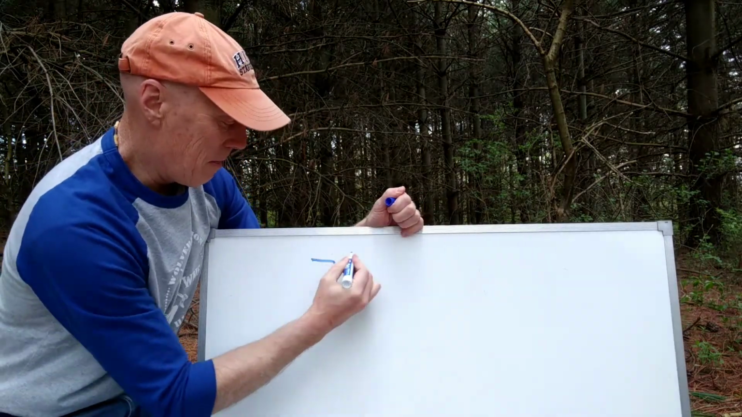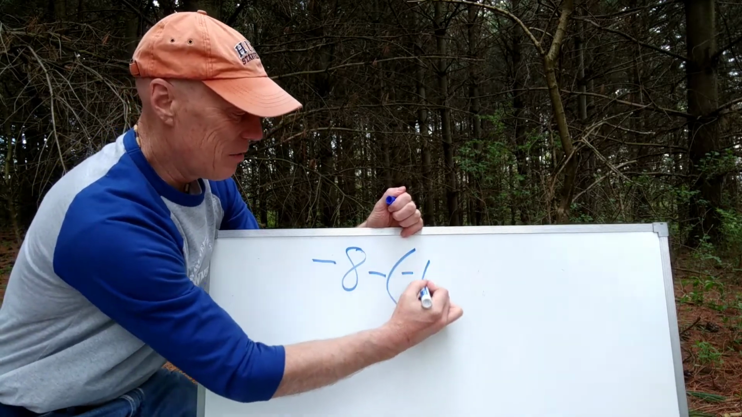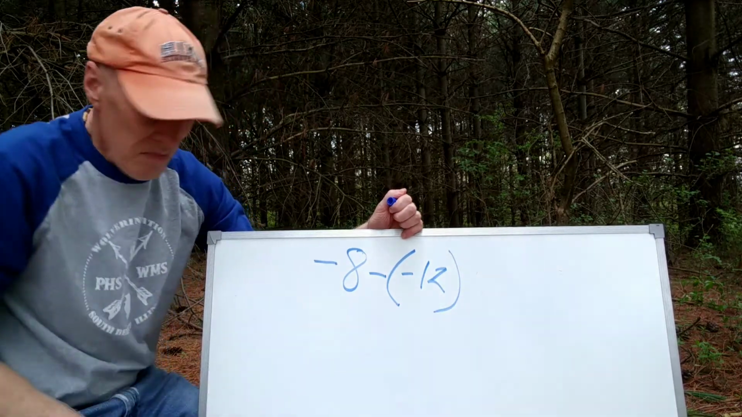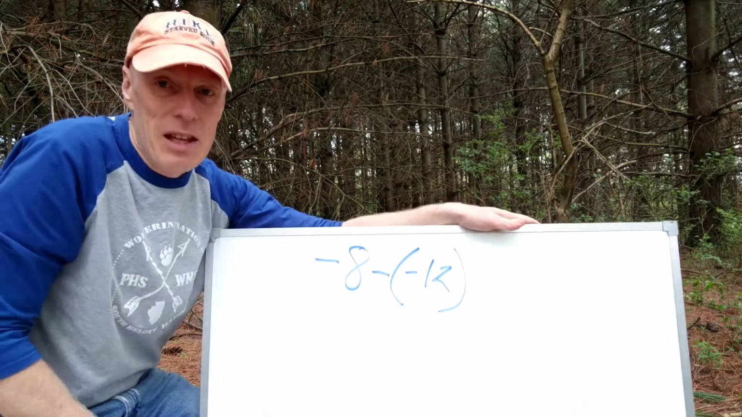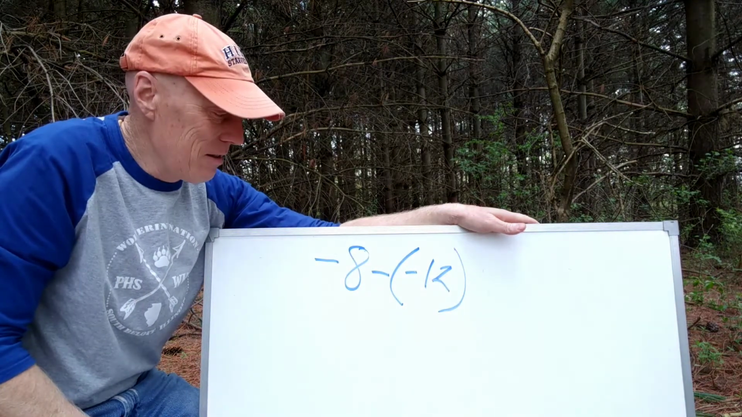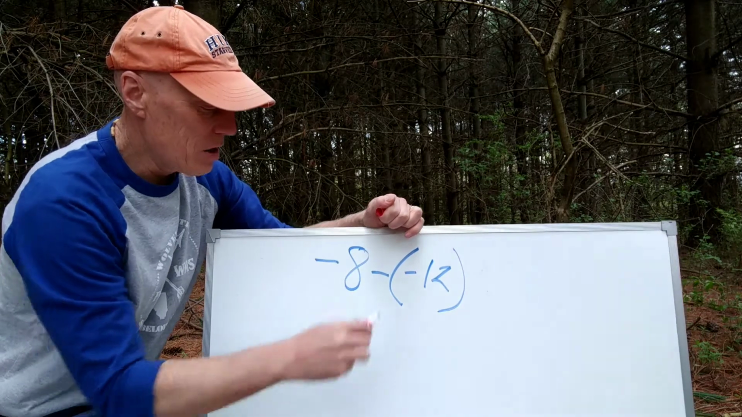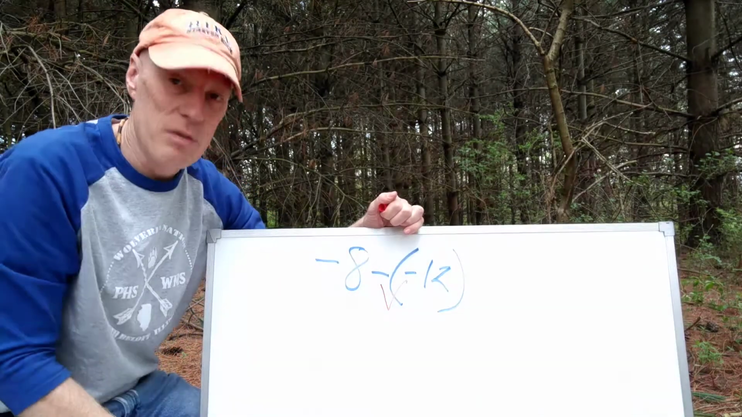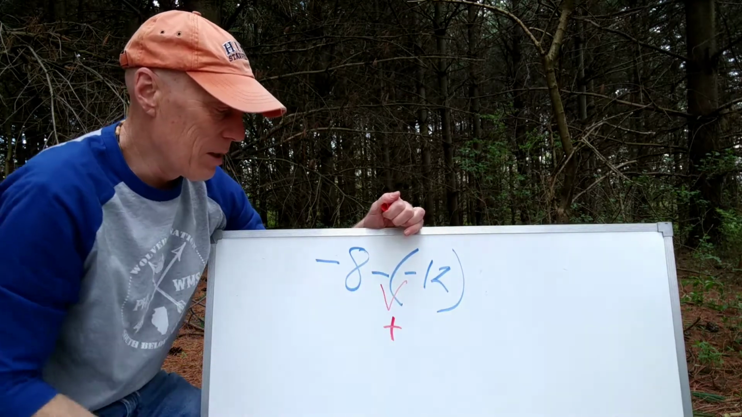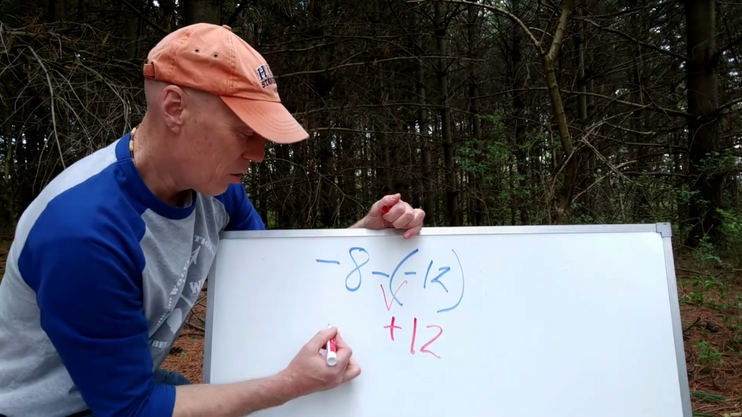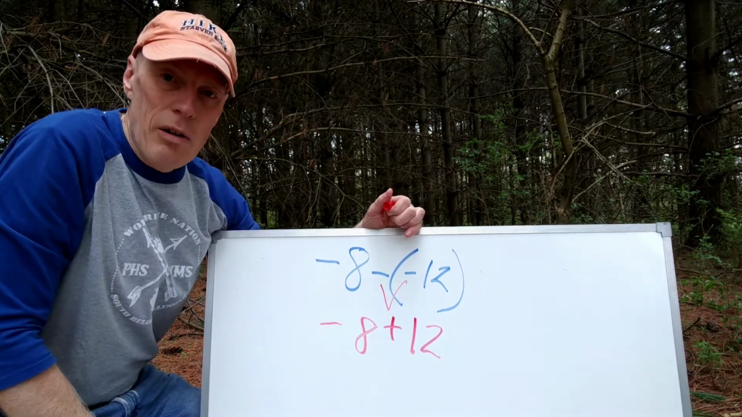Negative 8 minus a negative 12. Okay. What do we see here? Think. There's a whole bunch of negative signs. These right here are double negatives. It's subtracting a negative 12, which is the same as adding. The double negatives become an addition. So if we rewrite this, it's a negative 8 plus a 12.